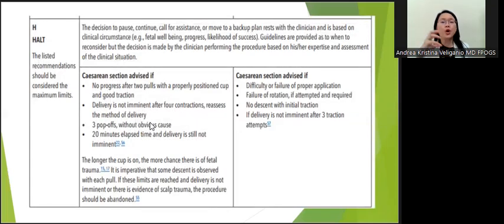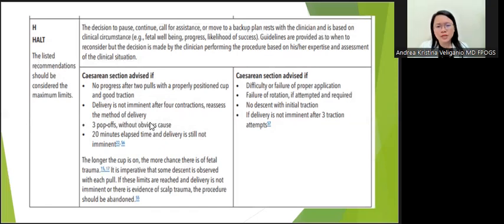The cup popped off 3 times. You have to abandon the procedure and instead do cesarean section. It has been 20 minutes since the procedure and still the baby is not delivered, because the longer the cup is on the head, it can incur more trauma to the baby.